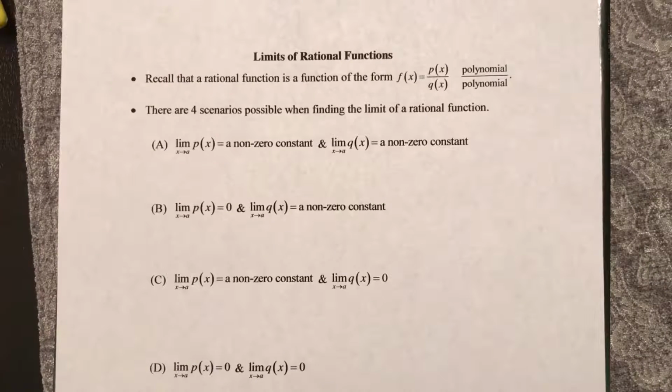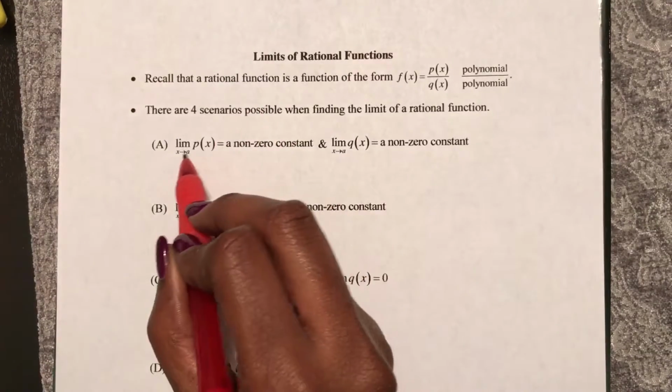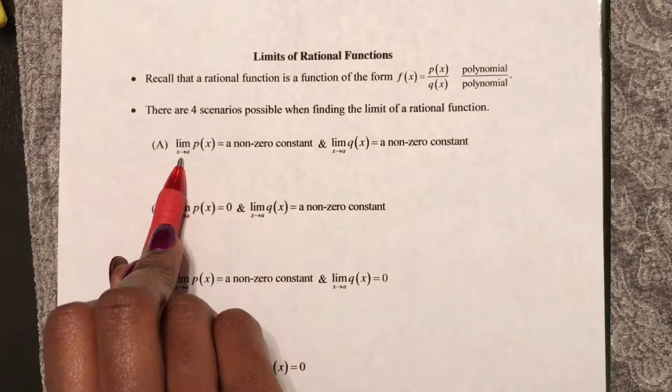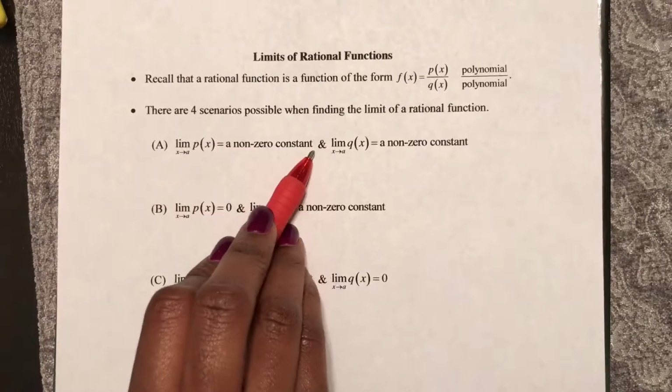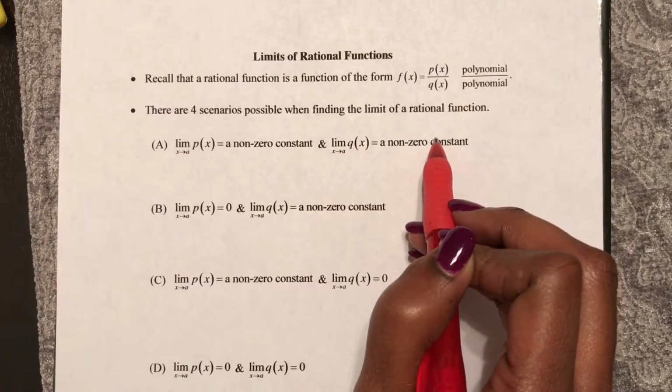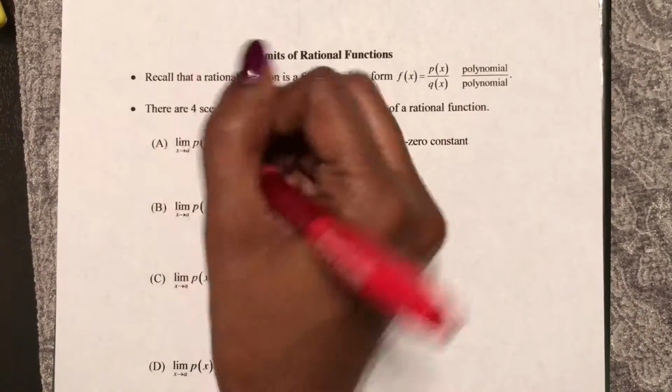So quite a bit, we are investigating the limits of rational functions. There's 4 possible scenarios for when we have rational functions. So this is saying as we approach a of our rational function, the numerator is a non-zero constant and the denominator is a non-zero constant.